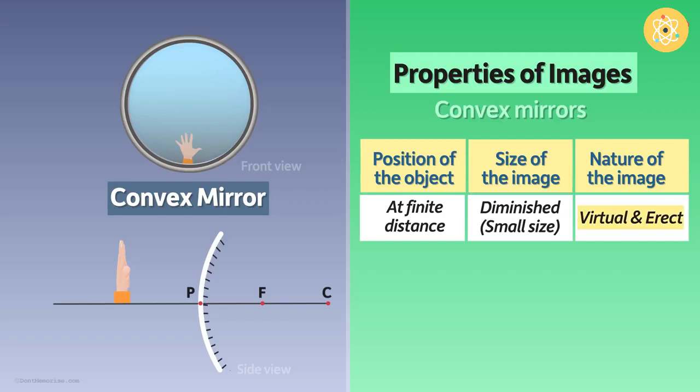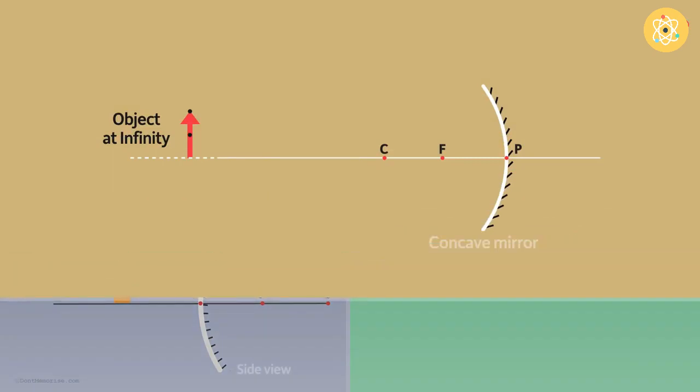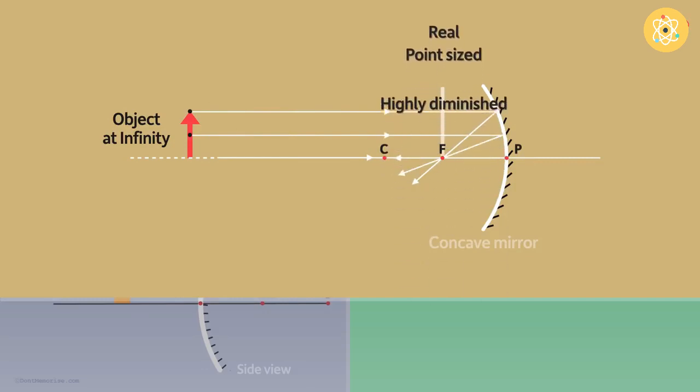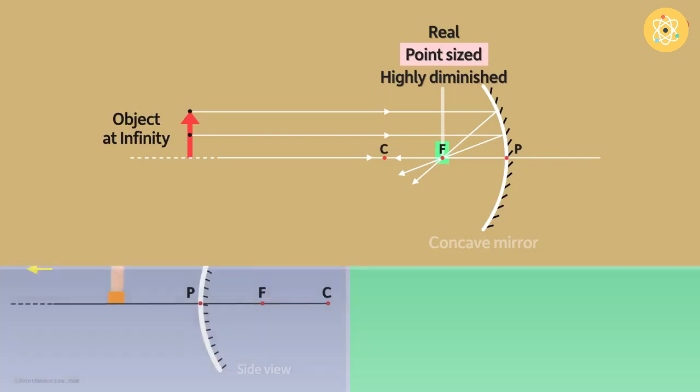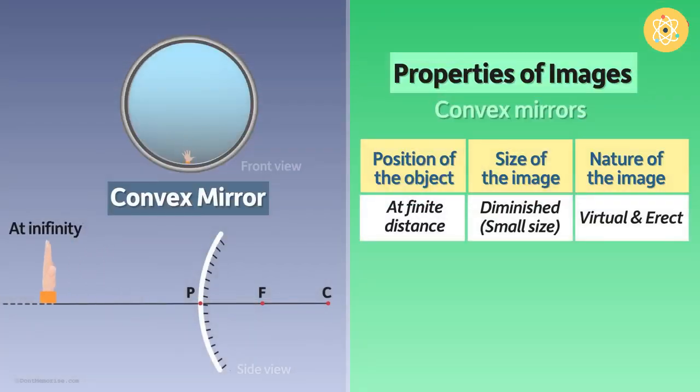You know what's coming next, don't you? Yes. What if the object is infinitely far away? Well, in the case of a concave mirror, when the object was infinitely far away, the image was formed at a single point. It was real, point-sized, and a highly diminished image. Point-sized means that the whole image of the object is formed at a single point. Here too, the same thing happens. The image formed is indeed point-sized.